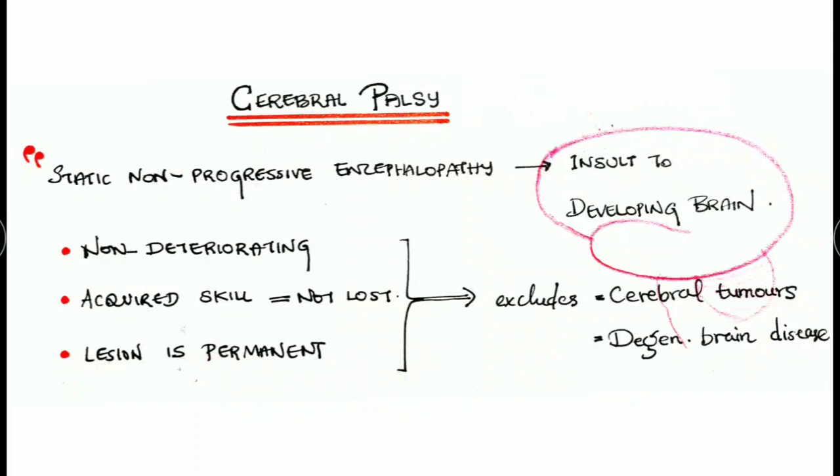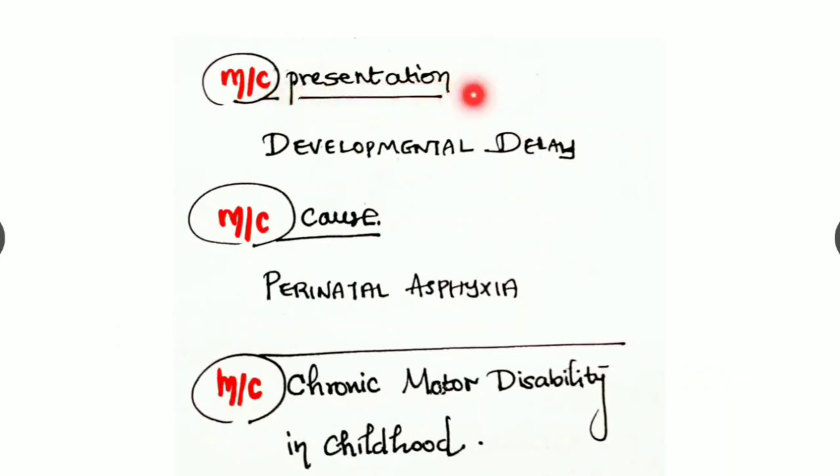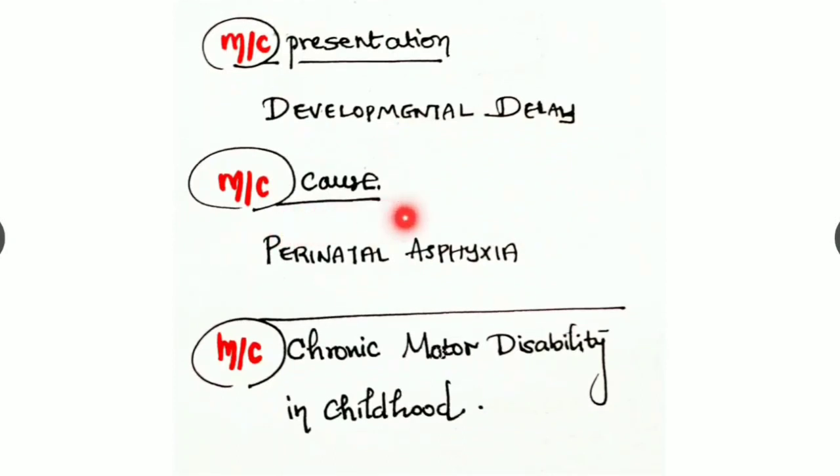From all these terms, we understand it excludes cerebral tumors and degenerative brain disease, which are just the opposite of cerebral palsy, where the disease worsens and there is progressive deterioration. The most common presentation in cerebral palsy is developmental delay, the most common cause being perinatal asphyxia. And cerebral palsy is the most common chronic motor disability in childhood.